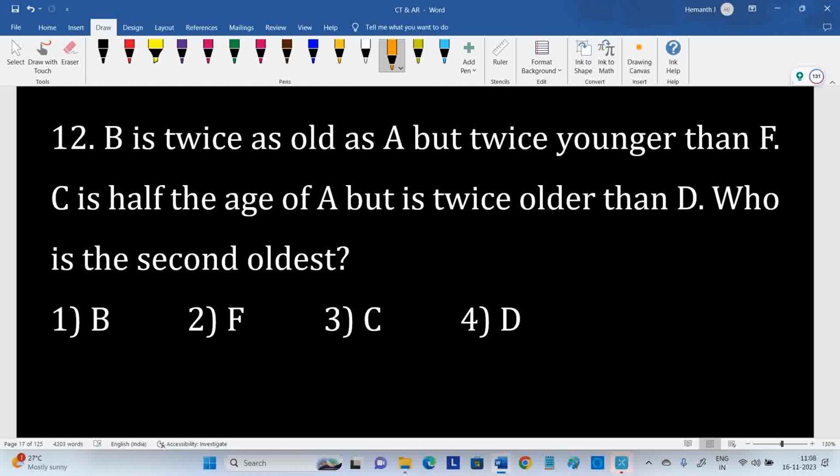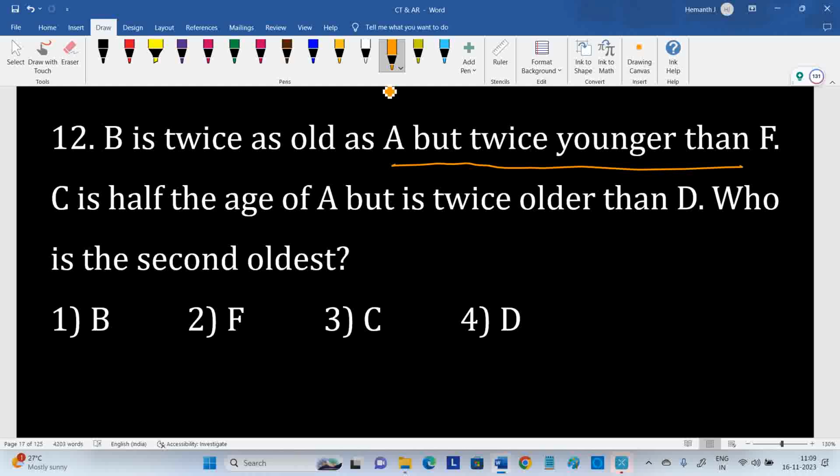New terminology, right? Twice younger than F. They have to say half of F, but they've given it in a new way. I think that's what they want to convey here. Twice older, we know. Twice younger than F means it may be like half, or F is double the A. This statement is a bit new one. Okay. B is twice as old as A.